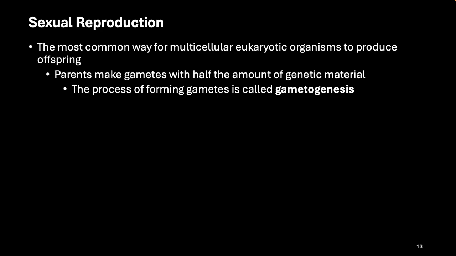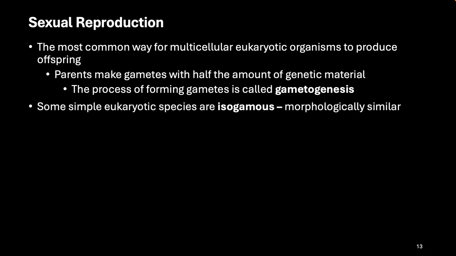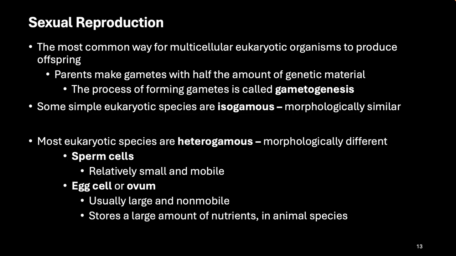Each parent makes gametes in a process called gametogenesis, but this process can be quite different between the male and female gamete types. It isn't always different, though, in the case of isogamous organisms, where sperm and egg are, in fact, very similar. We typically think, though, of heterogamous organisms, where sperm cells and egg cells are very different from one another.